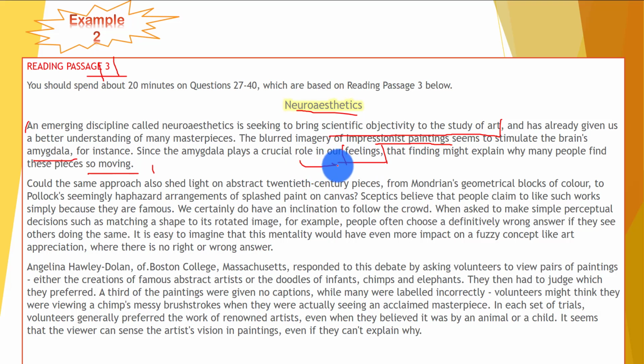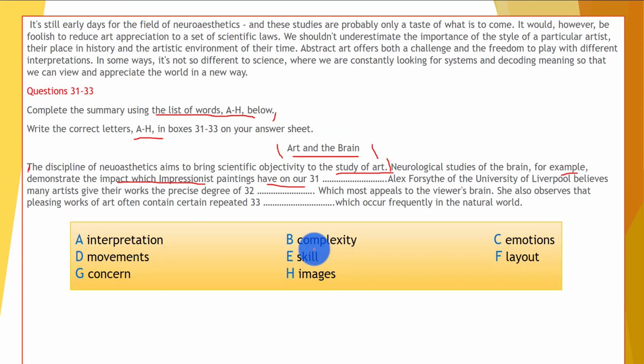Okay, now let's go back to our questions and paraphrase feelings. Feelings could be paraphrased with interpretation, movement, concern, complexity, skill, images, emotions, and layout. And of course, that one is easy to answer. Feelings could be paraphrased with emotions. And be careful that you need to transfer C to your answer sheet. Some people confuse and write emotions in their answer sheet, and that would be incorrect, and you're going to lose a mark. So be careful to act based on the instructions and transfer C to your answer sheet.